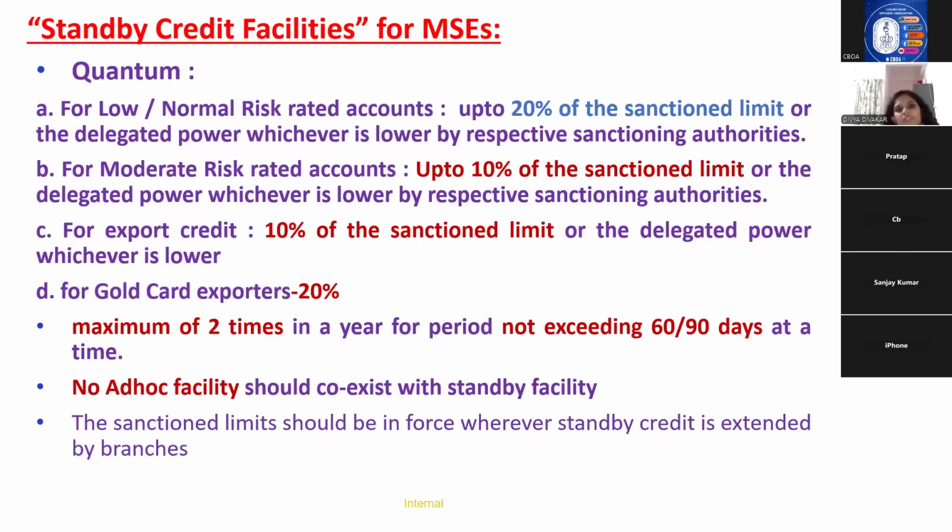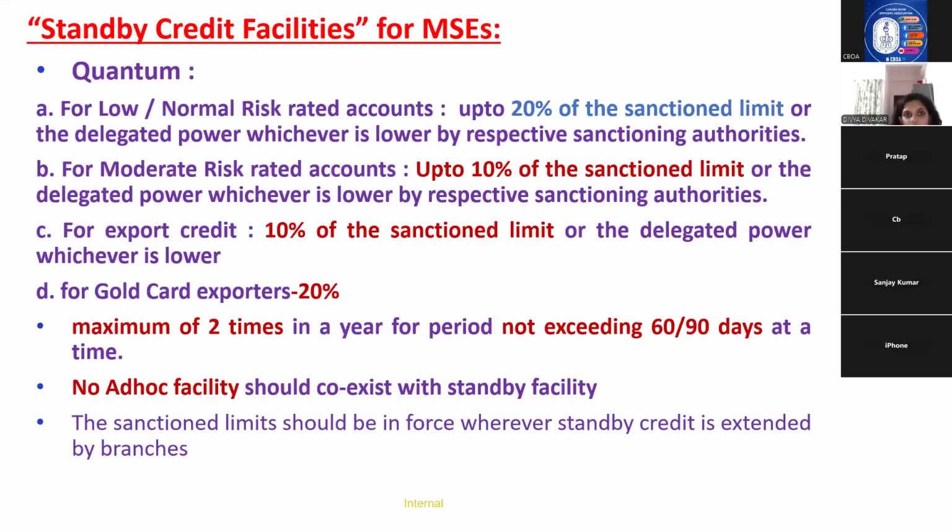And then standby credit facilities for MSEs. The quantum for low or normal risk-rated accounts is up to 20% of the sanction limit or the delegated power, whichever is lower, by respective sanctioning authorities. Okay, low or normal risk-rated 20%, for moderate up to 10%, for export credit 10% of the sanction limit or the delegated power, whichever is lower. For gold card exporters, 20%.